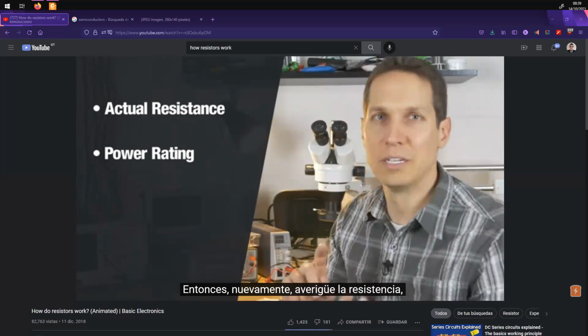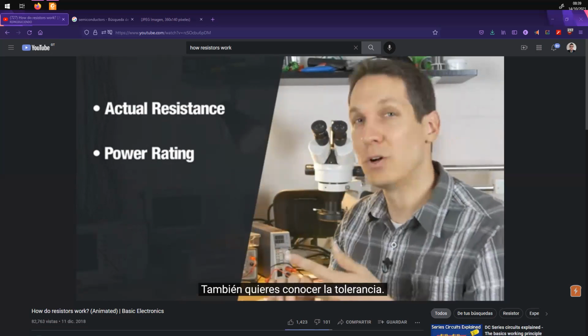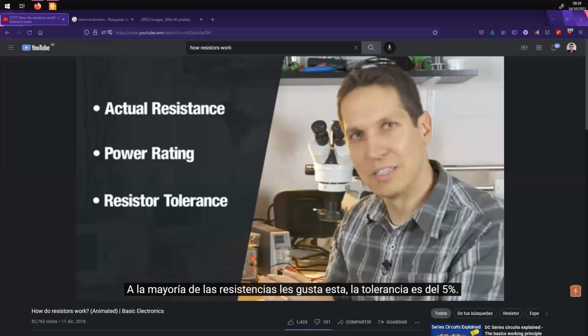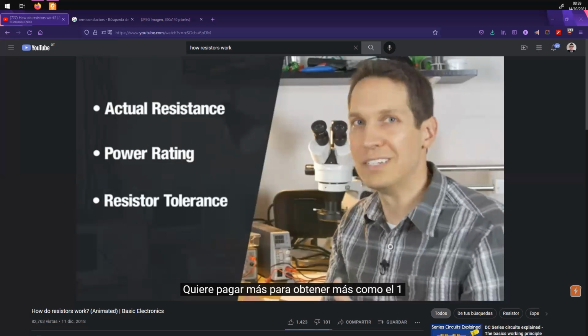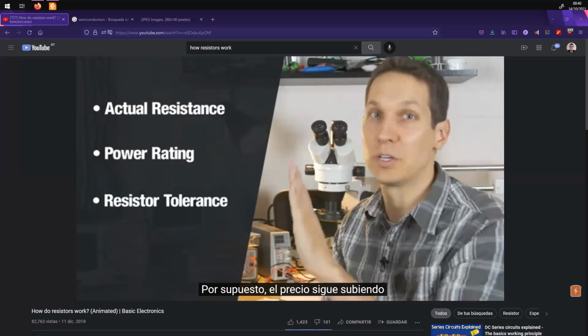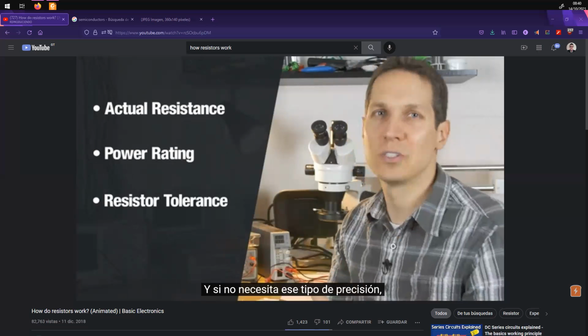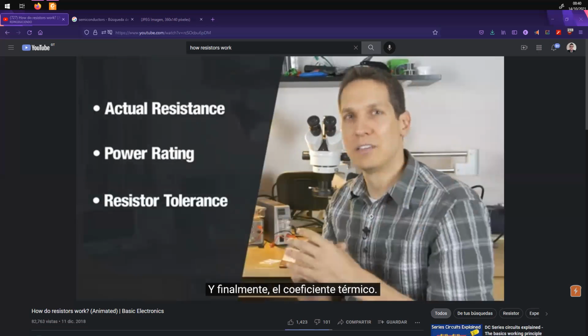So again, figure out the resistance, the power dissipation capabilities. You also want to know the tolerance. Most resistors like this, their tolerance is 5%. You want to pay more to get more like 1%. You can even get down, I think, to 0.01, 0.001%. Of course, the price just keeps on ramping up. And if you don't need that sort of precision, you usually want to design around it and you don't want to pay for it. And then finally, the thermal coefficient.